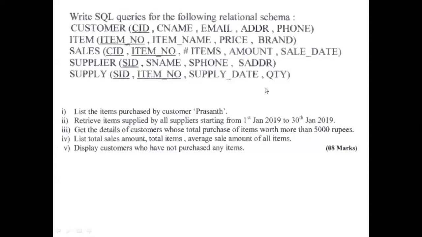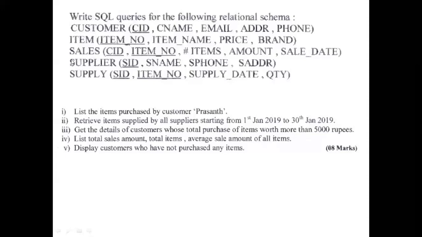Here the customer table will hold the basic details of a customer like name, email ID, address, and phone number. The customer will be purchasing a few items. Those product or item details will be stored in this item table. It includes a unique number to identify a particular item, then the name, its price and brand.